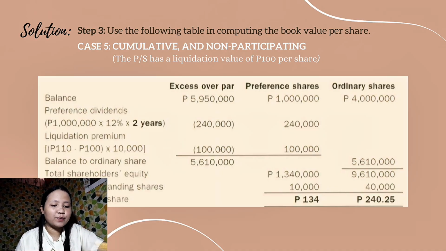So, we now have the balance for liquidation premium. The remaining balance for ordinary share is 5,610,000, and it would give us a total shareholders' equity of 1,340,000 for preference shares and 9,610,000 for ordinary shares. Then we divide by the outstanding shares. So, it would give us a book value per share amounting to 134 pesos for preference and 240 pesos and 25 centavos for ordinary shares. So, that's all the conditions that we might encounter in computing for the book value per share.